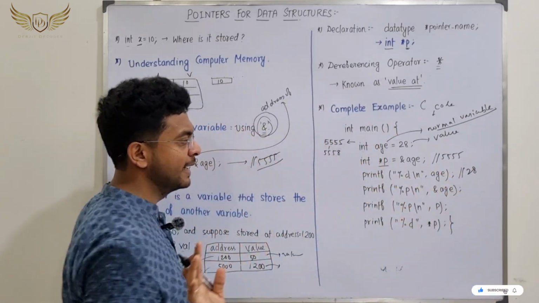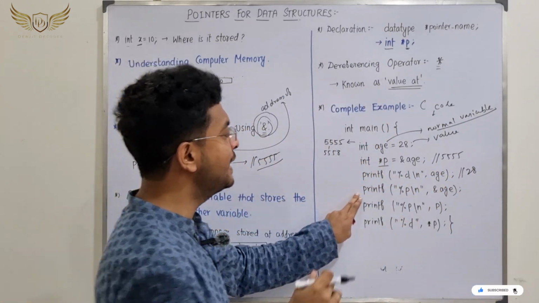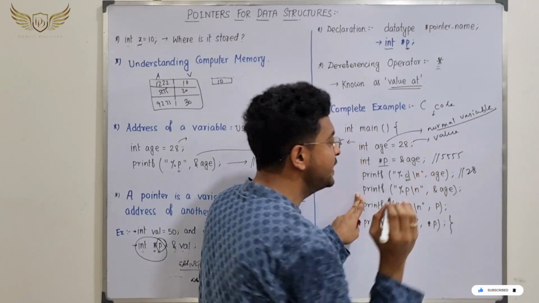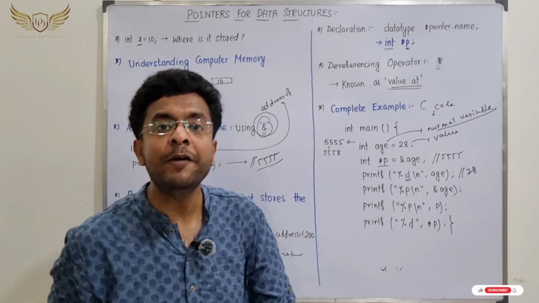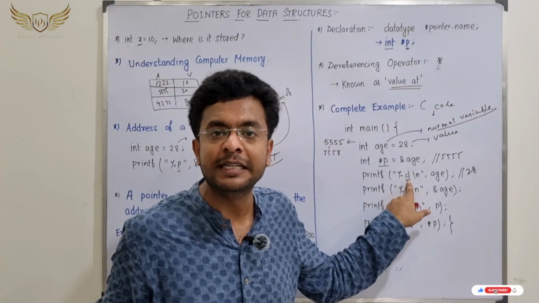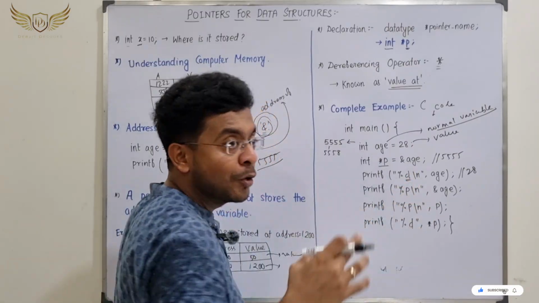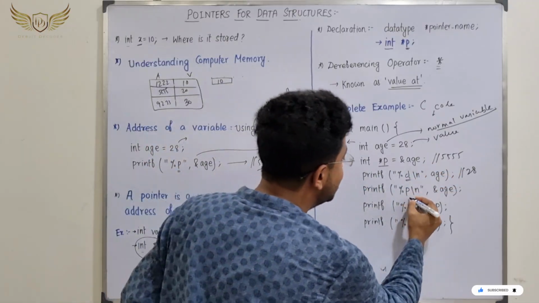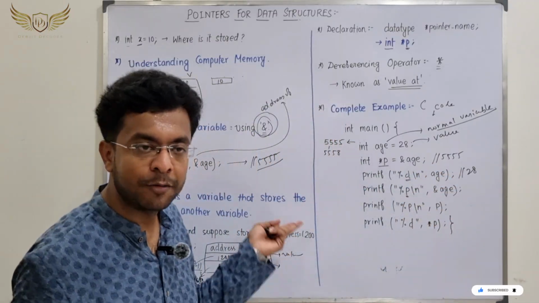It's simply printing age. Now if you see, see here it is percentage d. Why? Because it is the format specifier for integer. We are storing an integer, and we are printing the integer using percentage d. But this is a normal value; if you want to work with an address, we need to use percentage p. P signifies pointer, as I have already talked about.